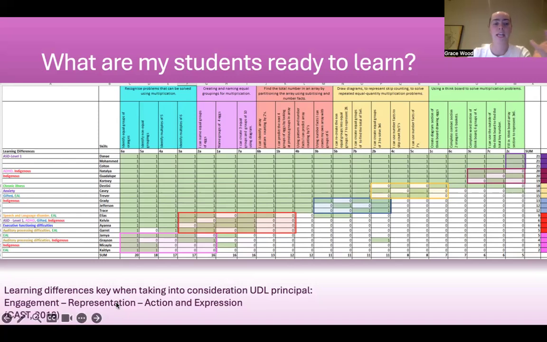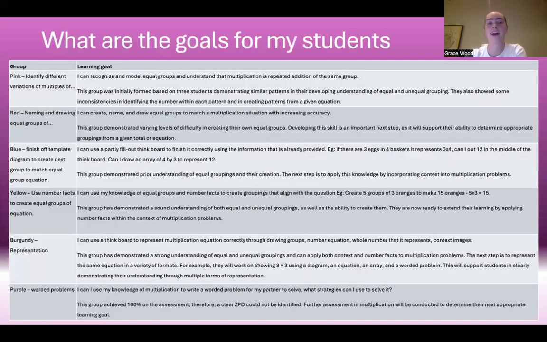That is in the representation, and then the action and expression is how they are producing the information, which will be a lot more visual based in comparison to the non-EAL students, who just happen to be the students on the top end of the progression. They will be using slightly more worded problems based on their skill set and what they need to learn, and they'll also be using physical models to help them learn.